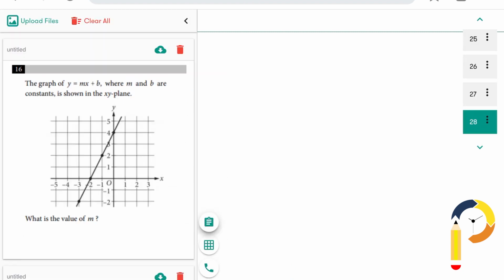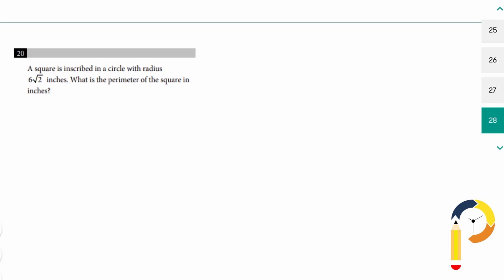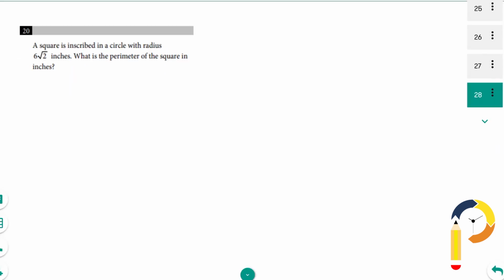Let's move to question number 20. So we have this question number 20. What is given? A square is inscribed in a circle with radius 6 root 2. What is the perimeter of the square in inches? Okay, first of all, this is a geometry question. We haven't been given any figure there.